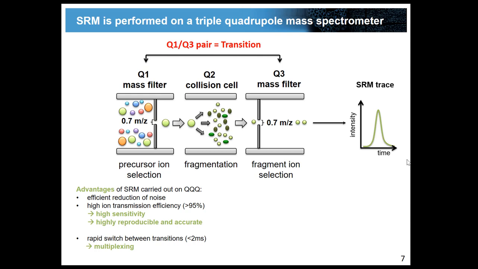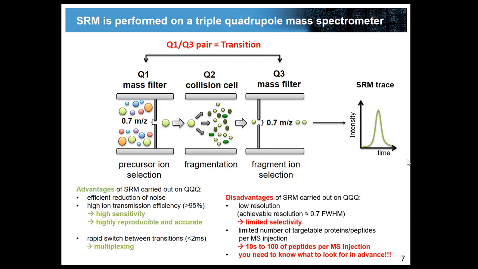And then a quadrupole is also good in quickly changing these settings, so you can quickly switch between different transitions and not just record an intensity for a single transition, but you can measure many transitions in one injection, and so you can do multiplexing.